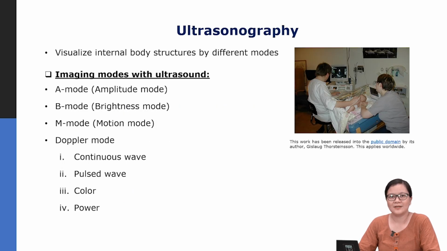We already know that in ultrasound imaging, we visualize the internal body structures, and we do this using different imaging modes. There are several imaging modes that can be done with ultrasound. For instance, A mode, which is amplitude mode, B mode, which stands for brightness mode, M mode, which is motion mode, and Doppler mode. There are several different types of Doppler modes that we will discuss today: continuous wave, pulse wave, as well as color and power Doppler.